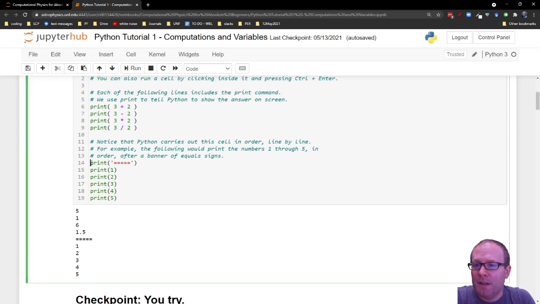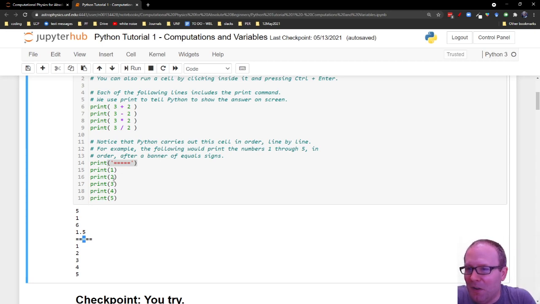I can even add more print statements, so I could just tell it to print a banner of equal signs. If you're ever having trouble figuring out what it is that your code is printing, you can print a little message for yourself in quotation marks like this. It will take what's in the quotation marks and just print that literally to the screen as it appears. And so I get my little banner here so I know where I'm starting.